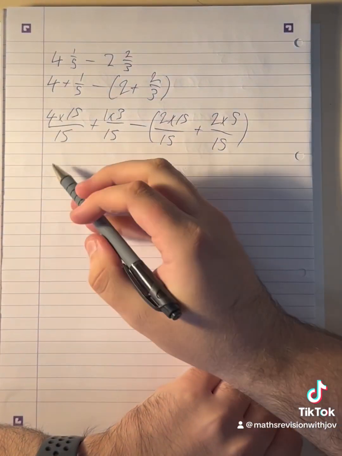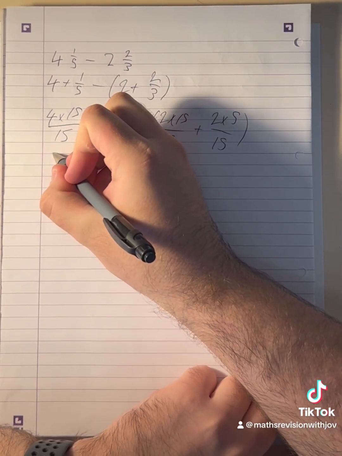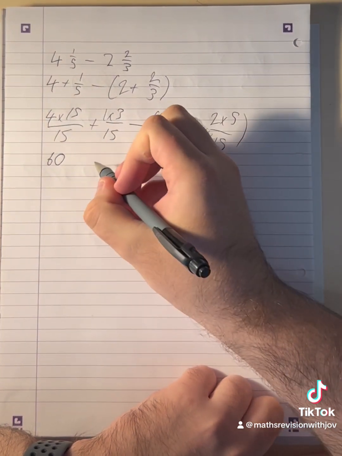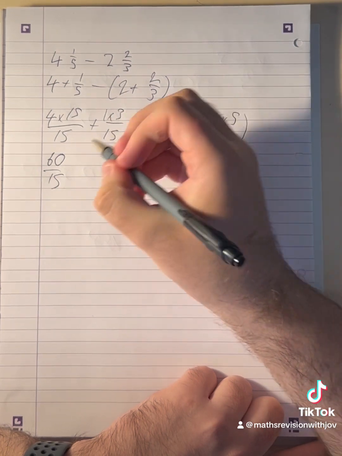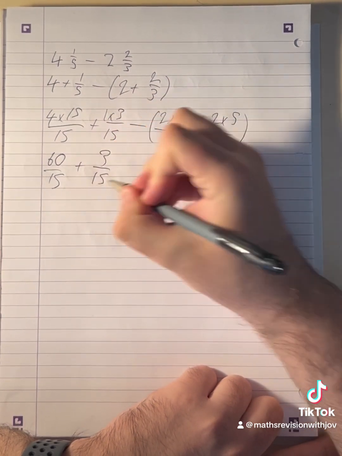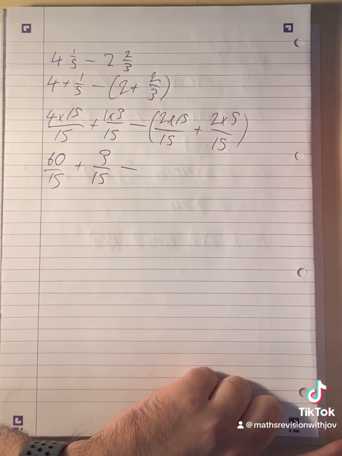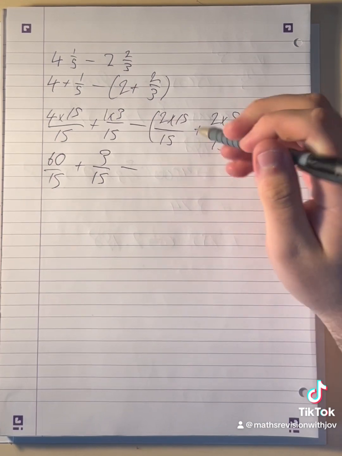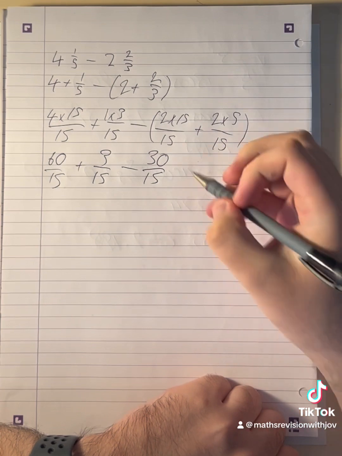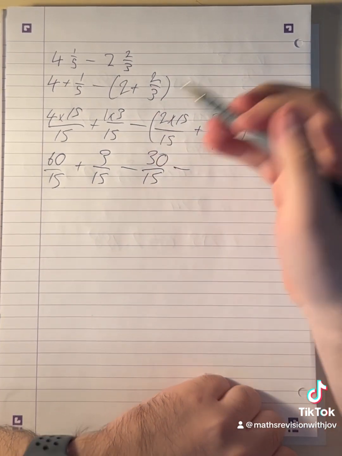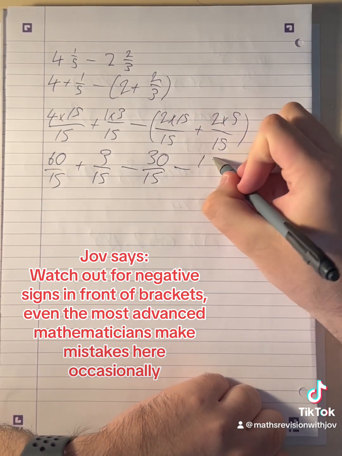So first we're going to look at these multiplications. We get 4 times 15 is 60, over 15. We've got 3 over 15. Over here we've got minus, and I'm going to take the brackets out now, so we get minus 2 times 15 is 30, and still divide by 15. Then we've got minus here. Watch for the double minus, or the minus cancelling with the plus. And here we've got 2 times 5, which is 10.